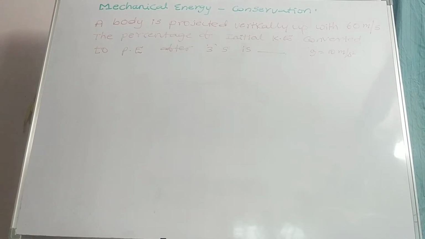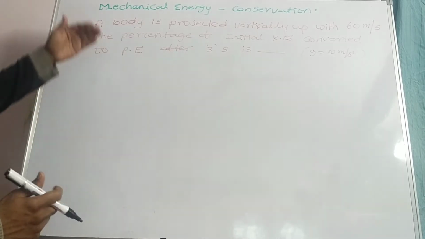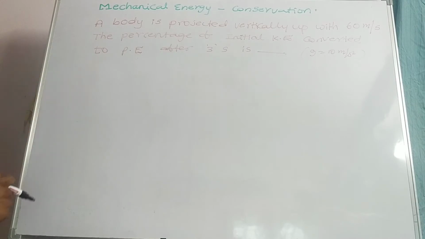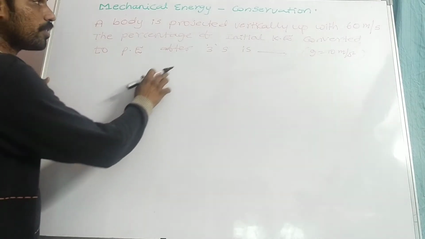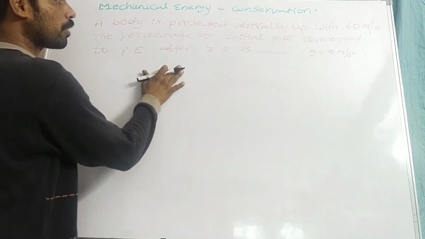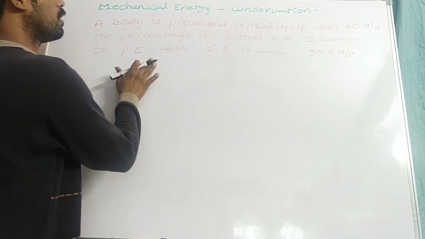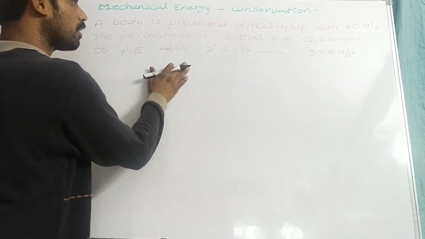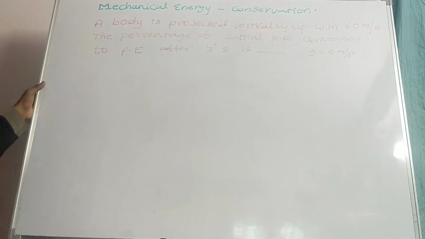So now here a body is projected vertically up with velocity 60 meter per second. The percentage of initial kinetic energy converted to potential energy after 3 seconds is. Acceleration due to gravity, g is equal to 10 meter per second square, is given. Now we have to find the kinetic energy and the potential energy.